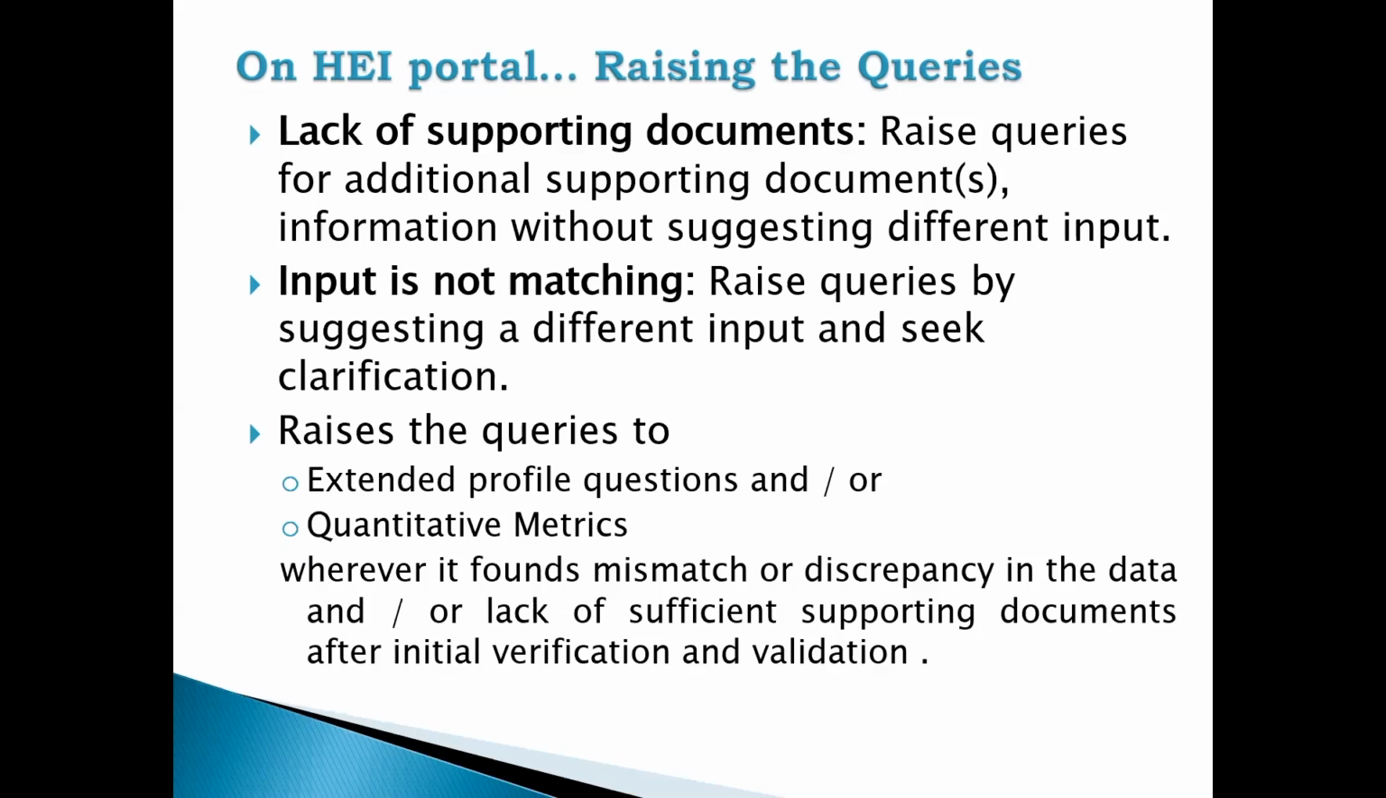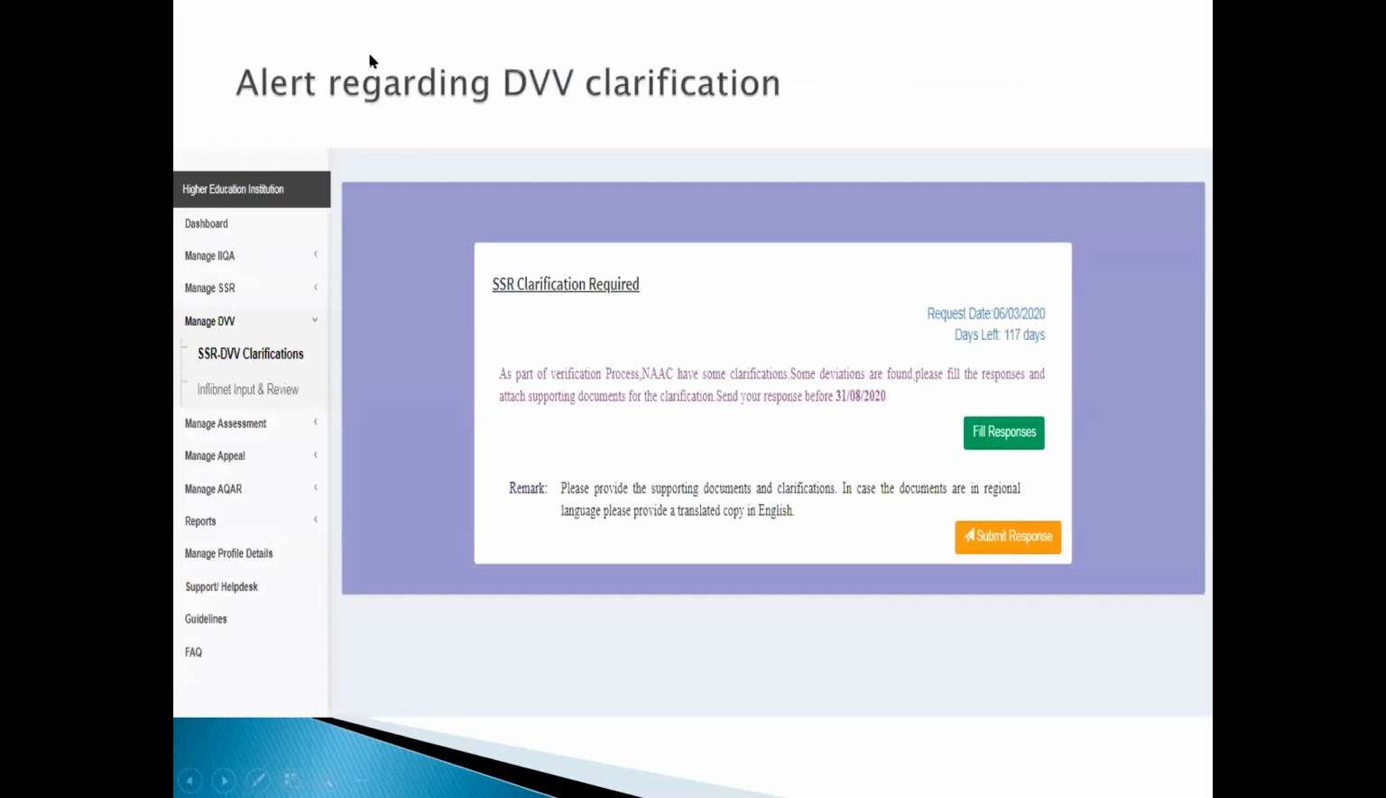So how are the queries raised and how does it look like? So if you see out here, the third tab, manage DVV, SSR DV clarification. So this sort of clarification is raised and the timeline is given at the portal. That's why I was requesting you from the first slide itself when I started, you have to constantly check your HEI portal for the updates because everything would be communicated through this portal. And what is the remark? Please provide the supporting documents and clarification. In case the documents are in regional language, please translate them into English.